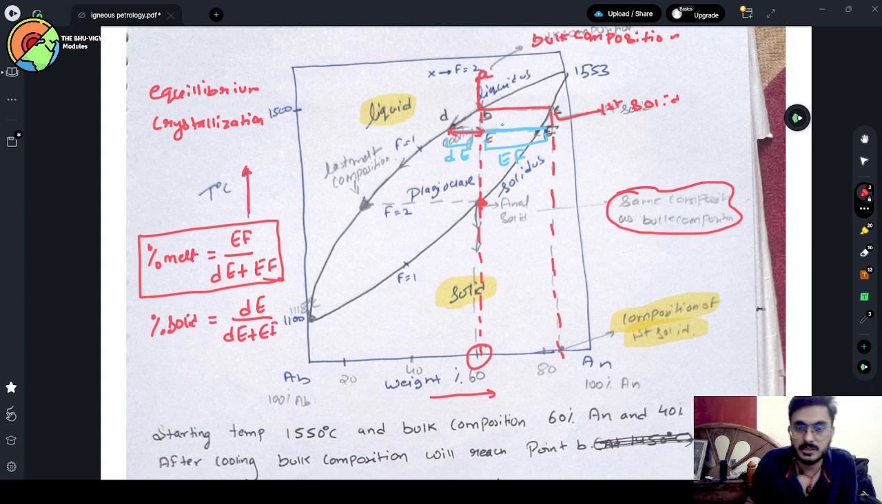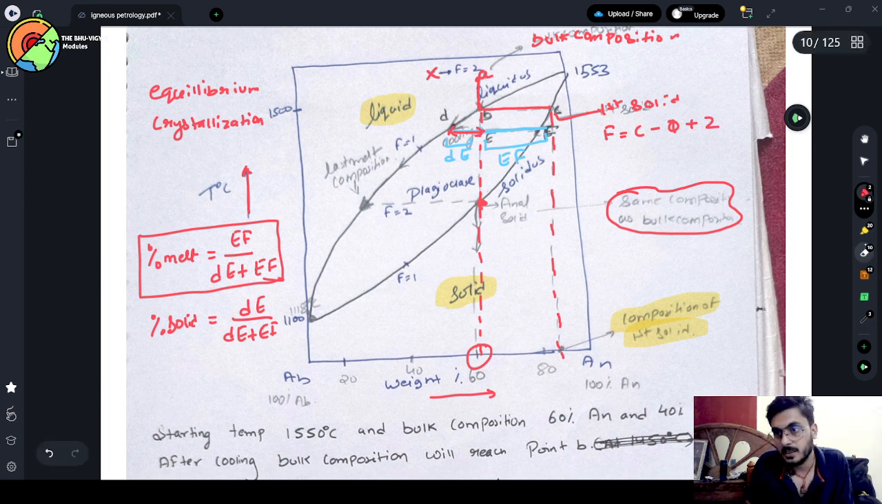What we have to understand here is that in the case of equilibrium crystallization, the initial composition will be the same as the bulk composition. Now if we want to calculate the degree of freedom at this point x, what is the formula for degree of freedom? F is equal to C minus P plus 2. In the case of igneous rock, we consider this as 1, because it is an isobaric process, so we consider here plus 1.